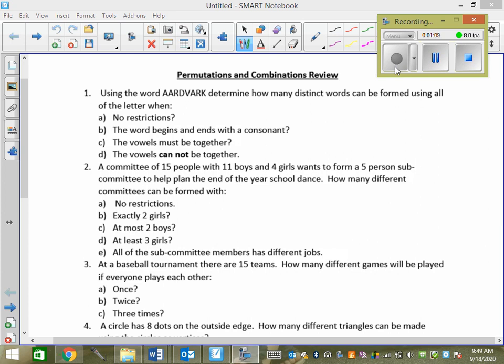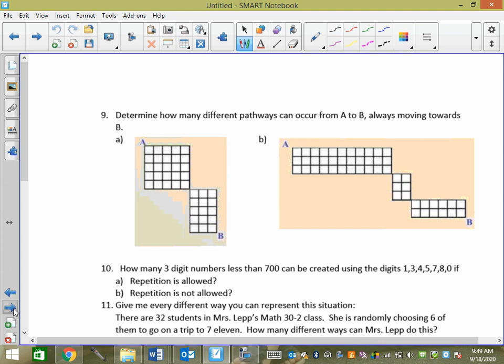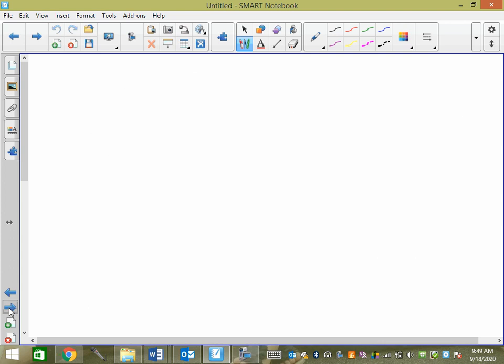So we're going to look at number 1, using the word aardvark. Determine how many distinct words can be formed using all of the letters. So we have to pay attention, because sometimes we only use 3 of the letters or 4 of the letters. Here we're using all of the letters in aardvark. So I'm going to go to a separate page just so I can write on it. So A, R, D, V, A, R, K. Right?